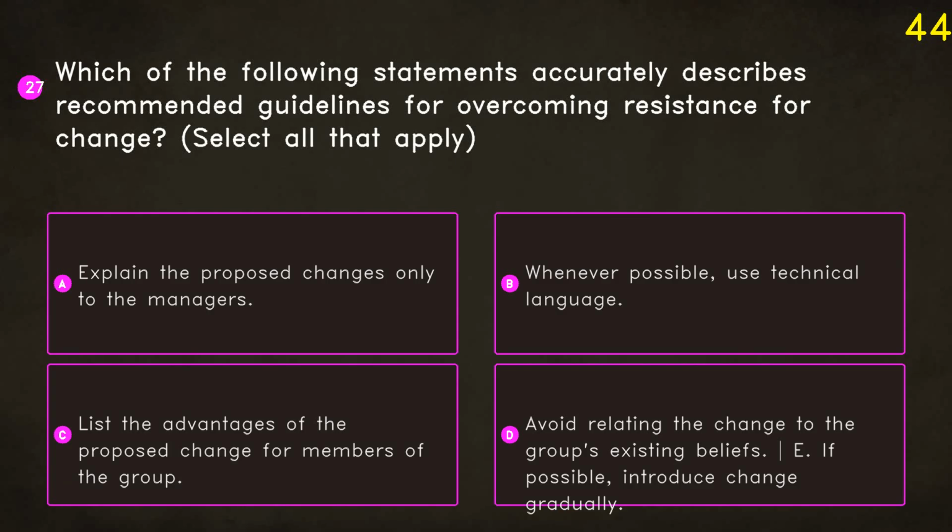Question 27. Which of the following statements accurately describes recommended guidelines for overcoming resistance to change? Select all that apply. A. Explain the proposed changes only to the managers. B. Whenever possible, use technical language. C. List the advantages of the proposed change for members of the group. D. Avoid relating the change to the group's existing beliefs. E. If possible, introduce change gradually.